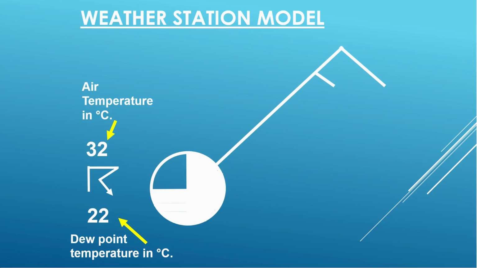Air temperature is not the same thing as maximum temperature, okay? Dew point temperature is not the same thing as minimum temperature, okay? Maximum temperature is not correct here. Minimum temperature is not correct here. Let me explain a little bit on that, okay? Remember that 32 degrees C is the temperature at that time, okay?